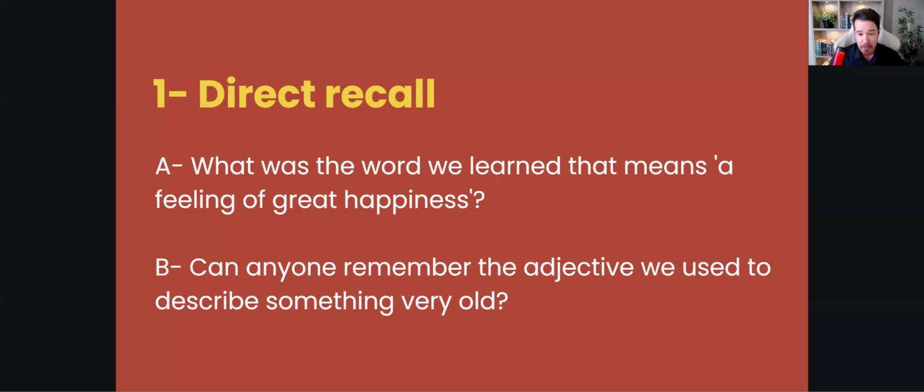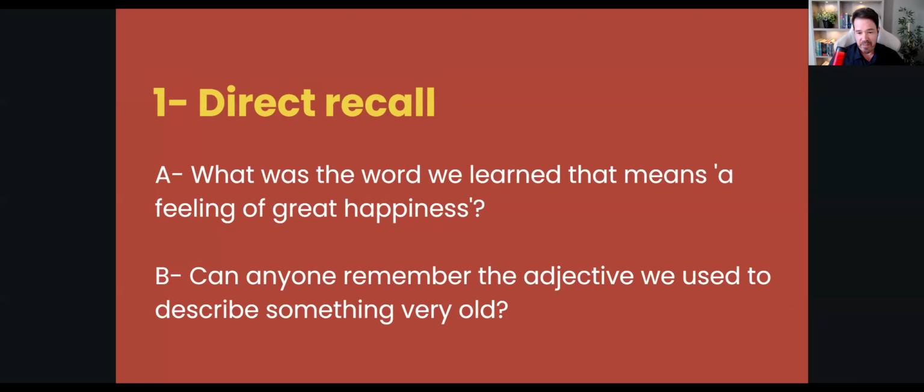Or, letter B, can anyone remember the adjective we used to describe something very old? Let's say that in that lesson you taught the word ancient, and you want to check if they remember this word. So direct recall is when you explicitly ask about the words that have been taught.